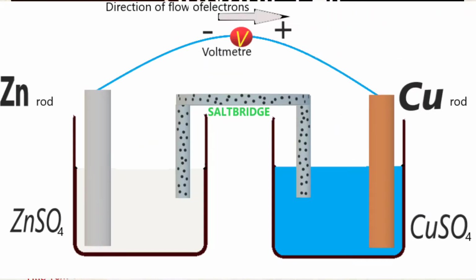Let us see an example. Here a zinc rod is dipped in zinc sulfate solution and a copper rod dipped in copper sulfate solution, externally connected to a voltmeter and internally connected by a salt bridge. Deflections in the voltmeter will give you the idea that there is a flow of electrons from zinc to copper as seen in the animated diagram.